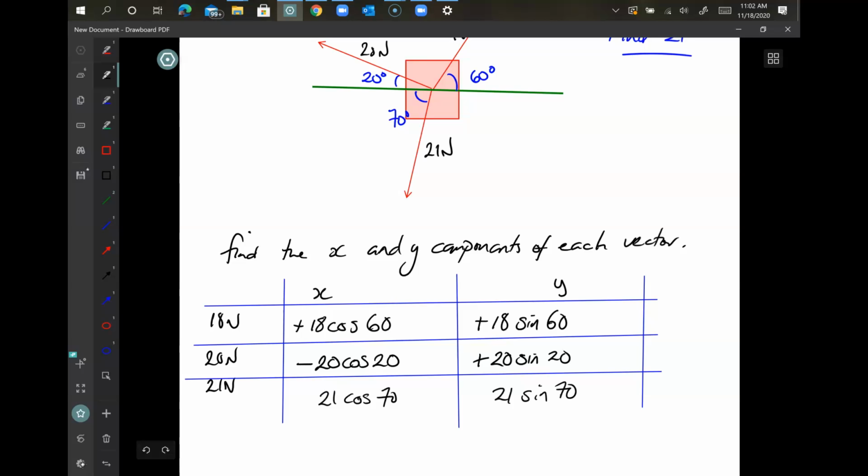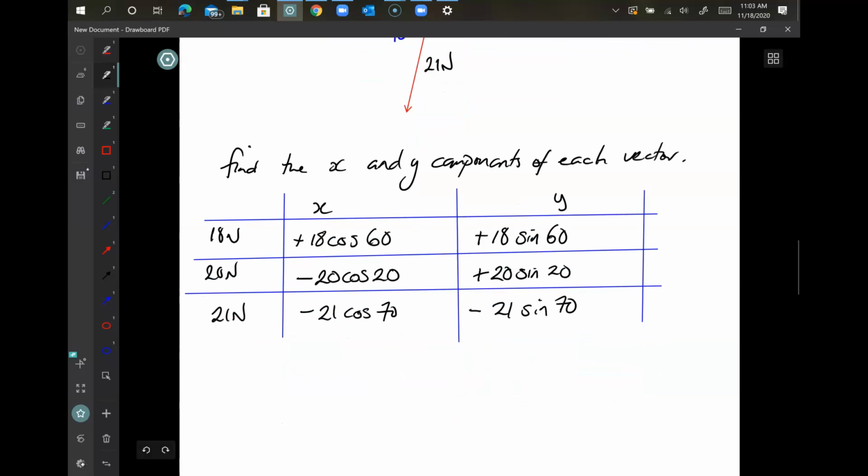Now, just because all of the y's were sine in this case, don't assume that that will always be true. You always have to check which component is which. Now, in terms of direction, well, the x-axis component here is acting to the left, right? This 21 Newton is trying to pull us to the left, so that's going to be negative. And in y, it's trying to pull us down, so that is also going to be negative.